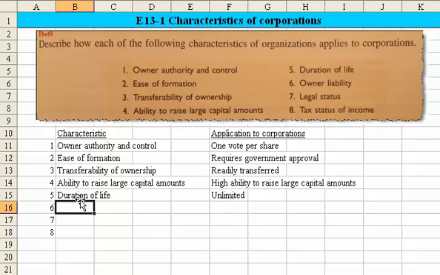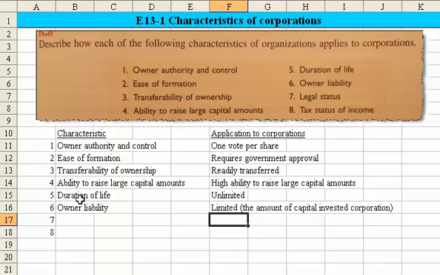The 6th characteristic is owner liability. Here there's an advantage of the corporate form as well. The owner liability is limited, and it's limited to the amount of capital invested in the corporation. So if you've bought stocks worth $100,000, that's the amount of capital you've put into it. That's as much as you can lose. In a corporation, they cannot go after your personal assets if there was an issue of liability.